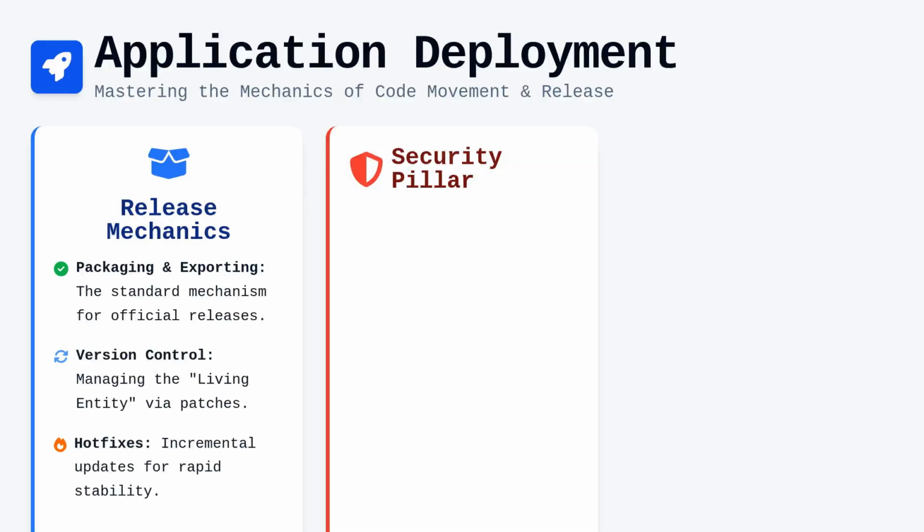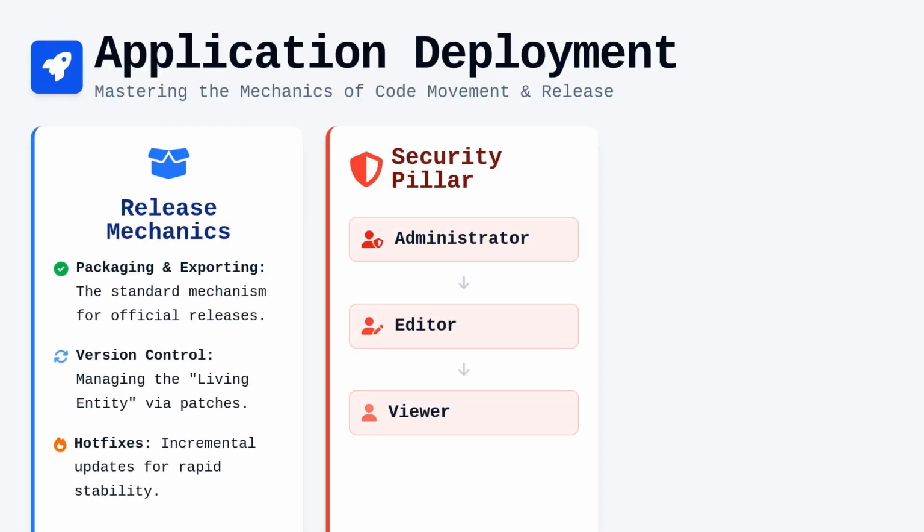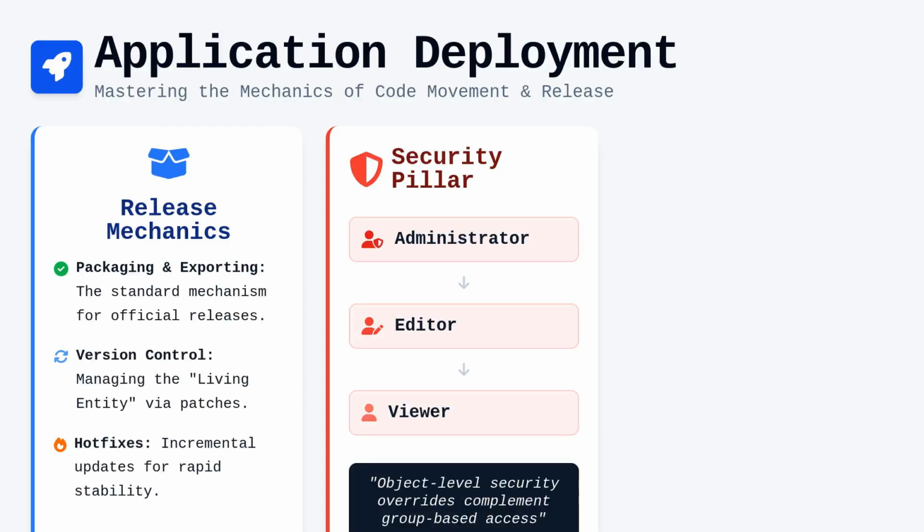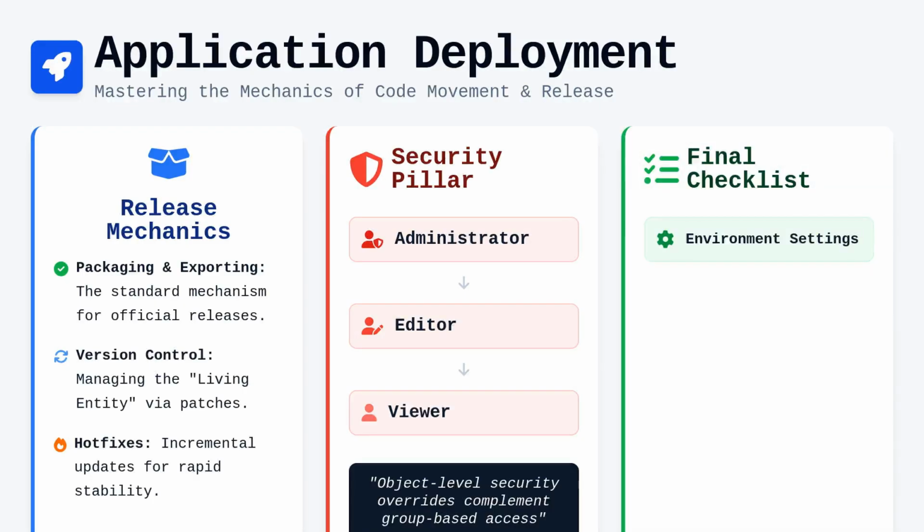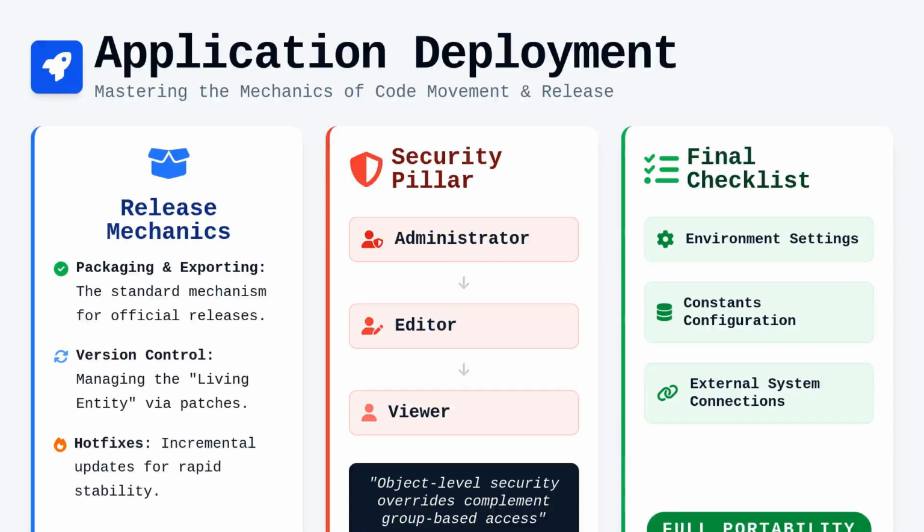Security remains a non-negotiable pillar throughout these movements. Review the specific permissions associated with the administrator, editor, and viewer roles, and be certain you understand how object-level security overrides or complements group-based access. Always perform a final checklist review of your environment settings, including constants and external system connections, to ensure that the release candidate is fully portable.